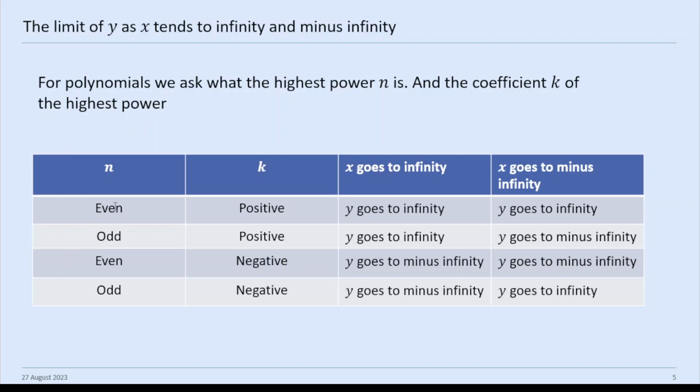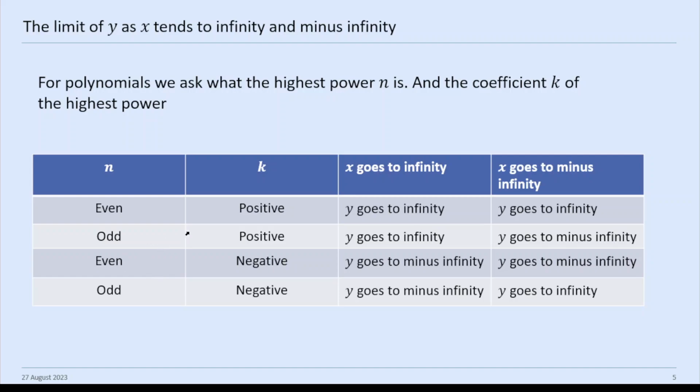If the highest power is even and its coefficient is positive, then as x goes to infinity, y goes to infinity, and as x goes to minus infinity, y also goes to infinity. If the highest power is odd and the coefficient is positive, then y mirrors x. So as x goes to infinity, so does y. As x goes to minus infinity, so does y.